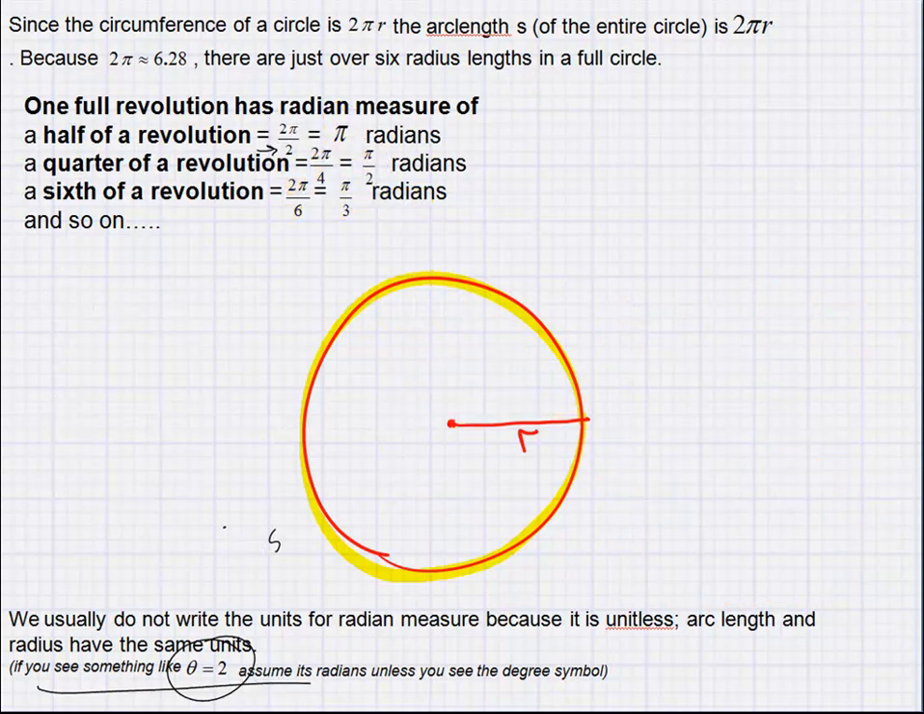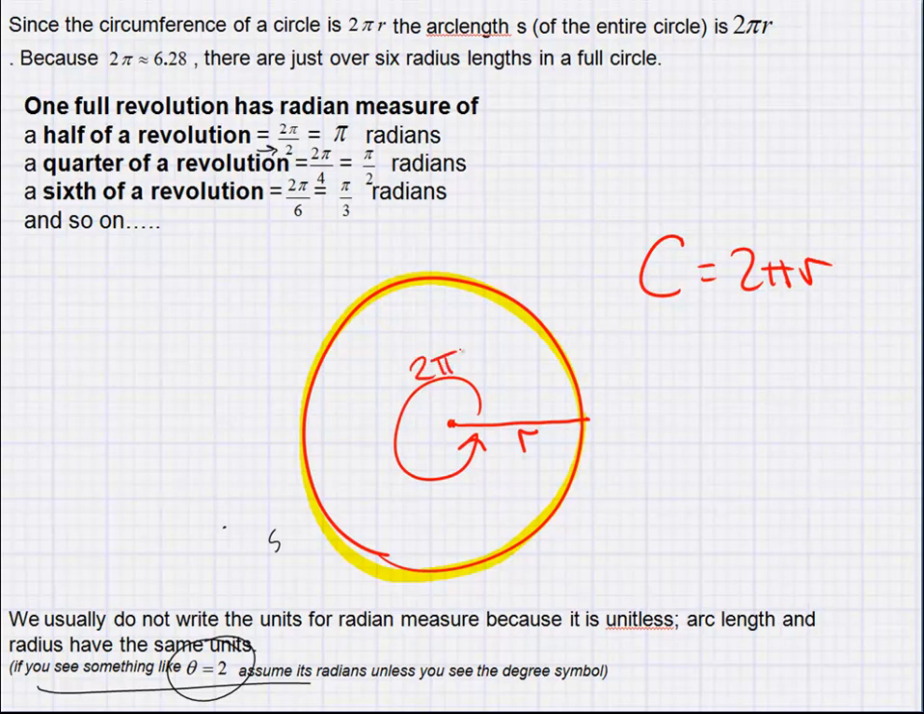So if we look at this circle, if I travel all the way around the circle, a full rotation, we said the angle was 2 pi. And the circumference is 2 pi r. But the angle itself is 2 pi. So if I want to figure out how many radians that is, that's 2 pi radians. That's the measure in radians. The angle is 2 pi radians.